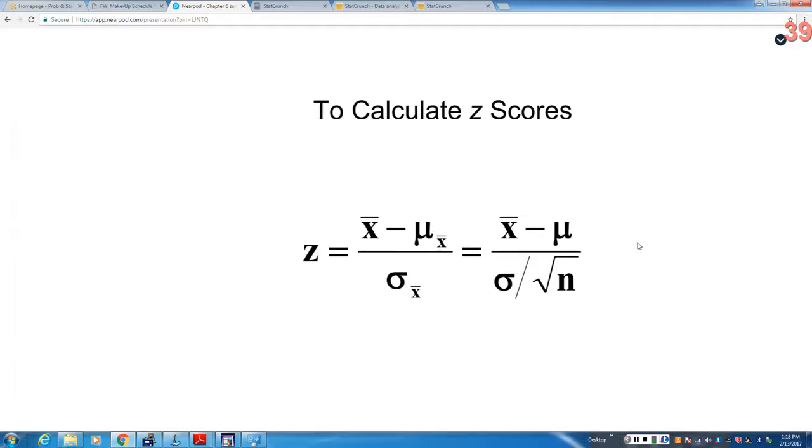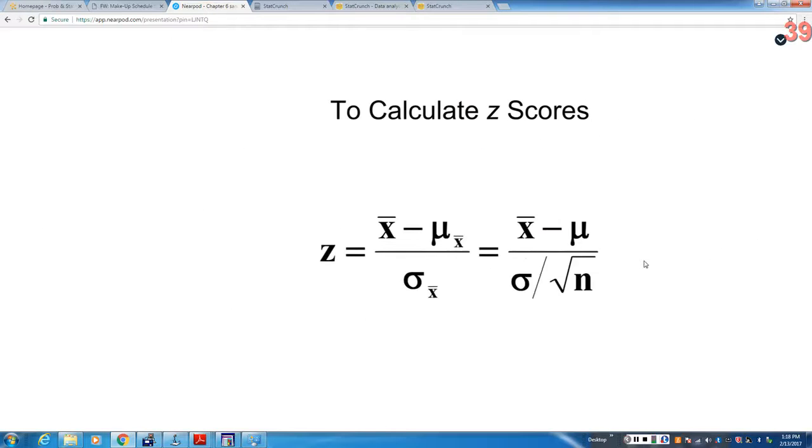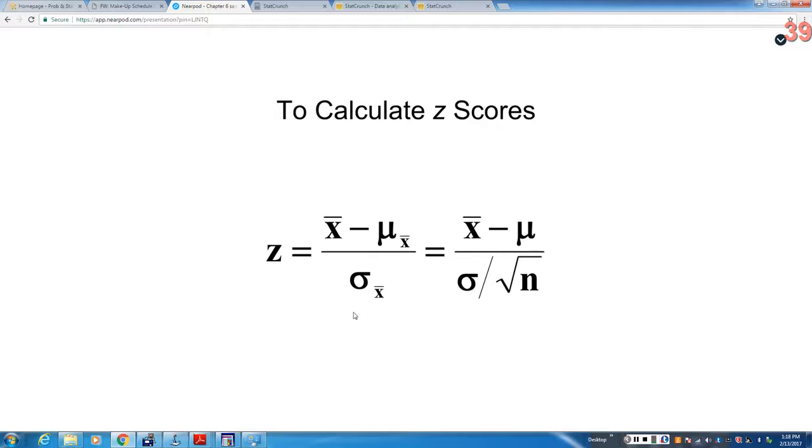Now, any questions on that part? Now, let's look at this. To calculate z-scores, here's how the problem is going to happen. Instead of asking what's the probability of the individual score, it's going to ask what's the probability of the sample mean. That's the difference. That's where you know you're going to be able to use this right here.